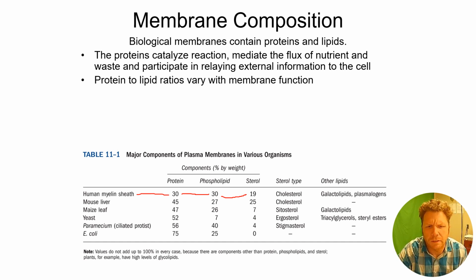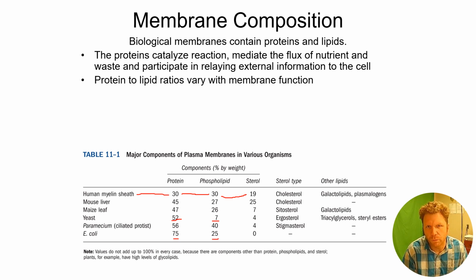Now, if we compare that to something like yeast or E. coli, well, yeast and E. coli both have a very high percentage by comparison of their membrane attributed to proteins. Phospholipids for yeast are about 7%. E. coli is about 25%.